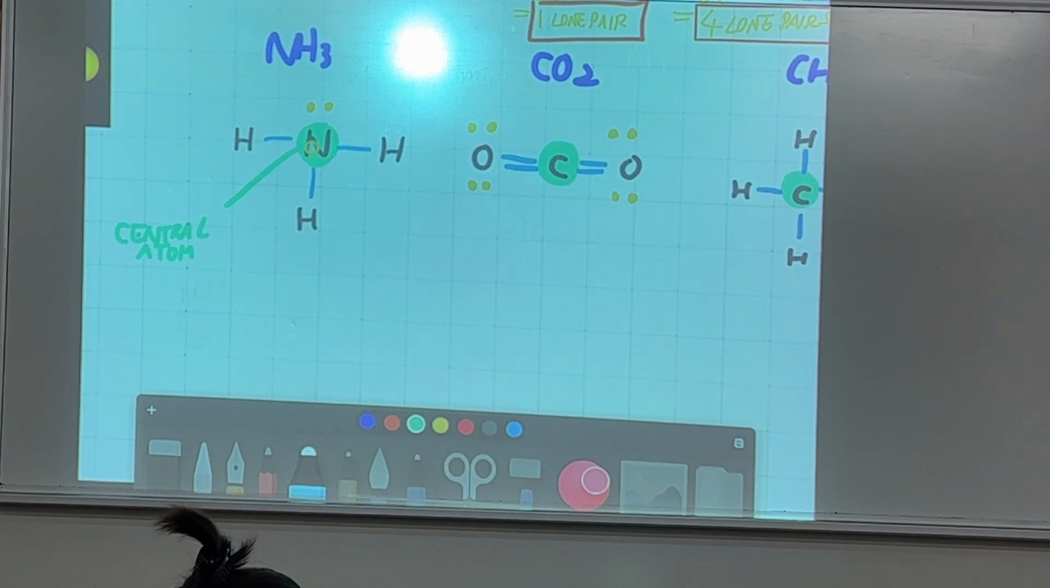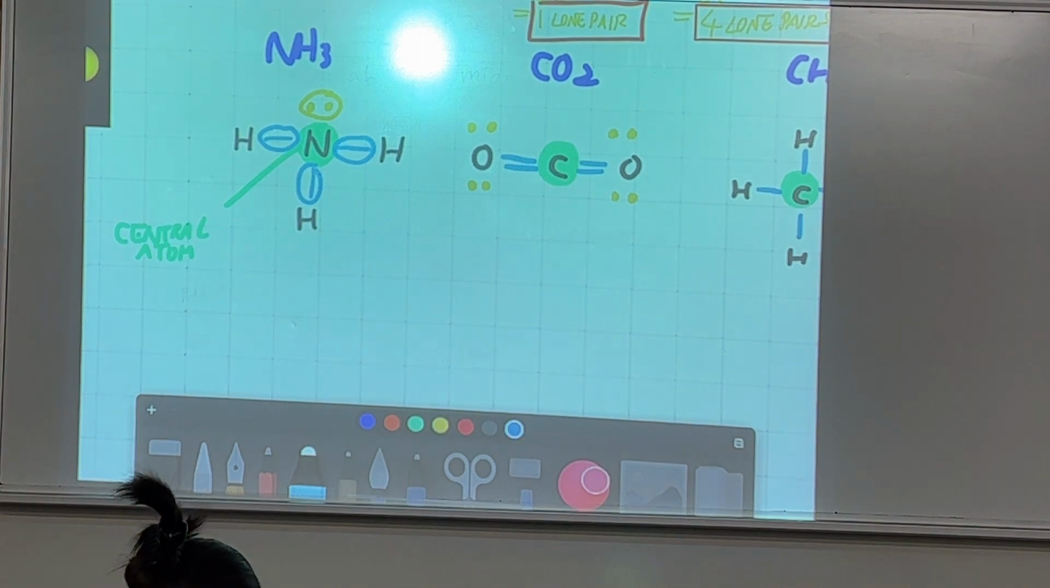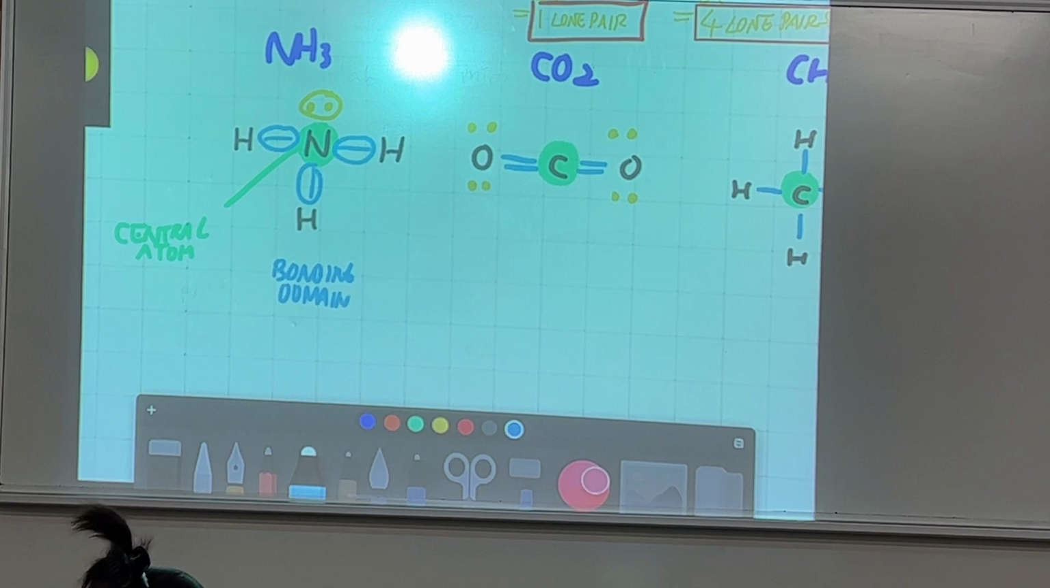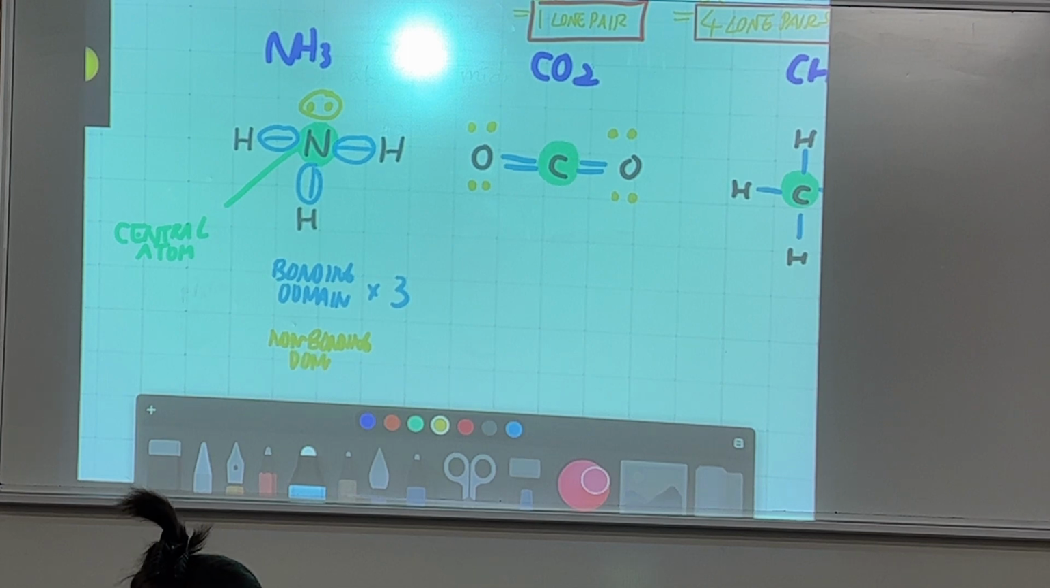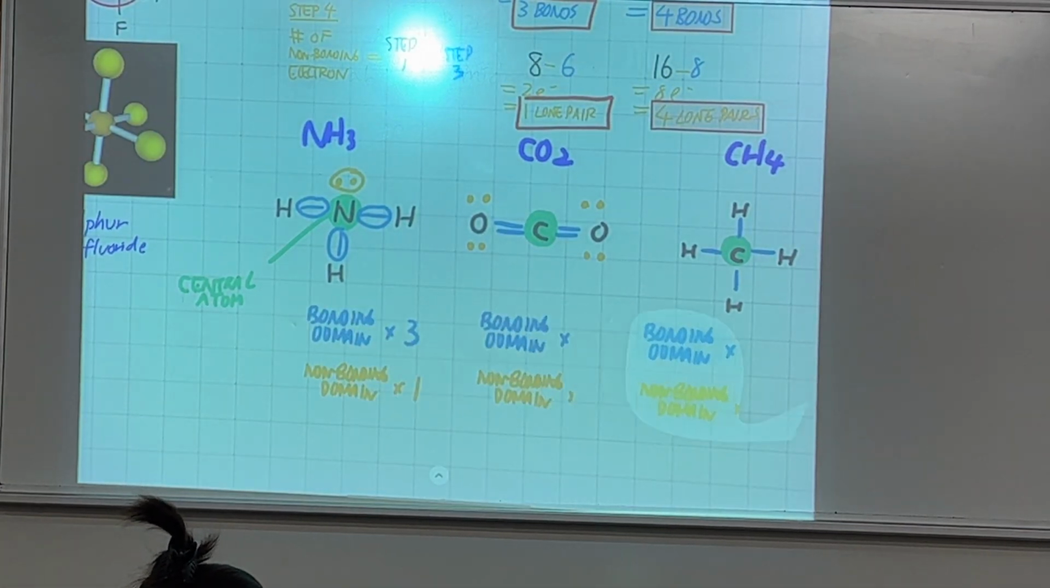There are 4, okay? So there is 1 non-bonding domain up top, and there are 3 bonding domains at the bottom, right? You see? So can you put down bonding domain times 3? So there are 3 bonding domains, and there's 1 non-bonding domain, the one in yellow. We only look at the things around the central atom. So can you fill this out for me now, next, okay, for CO2 and CH4.